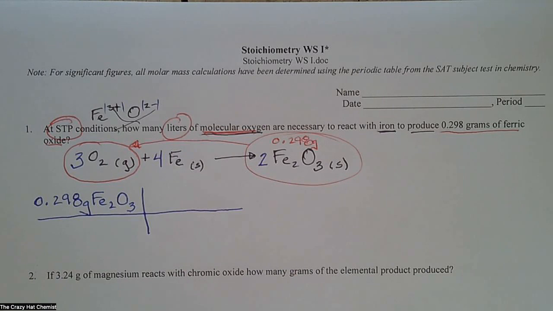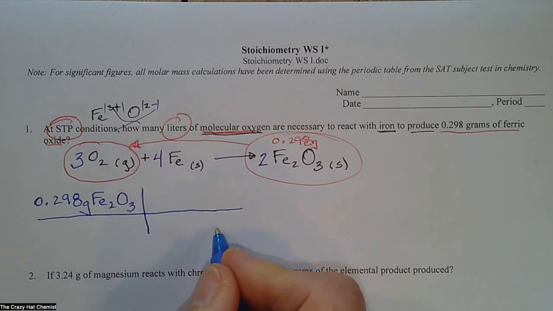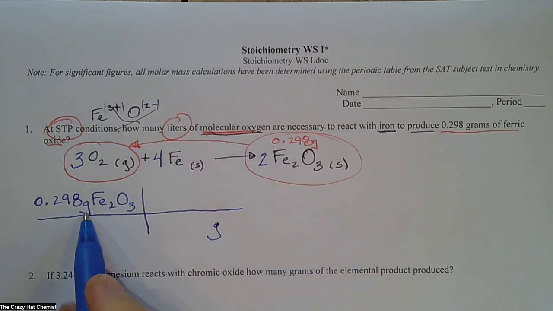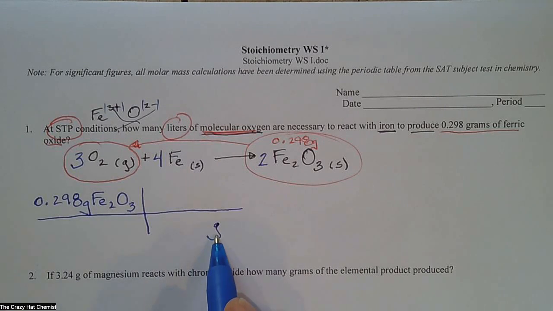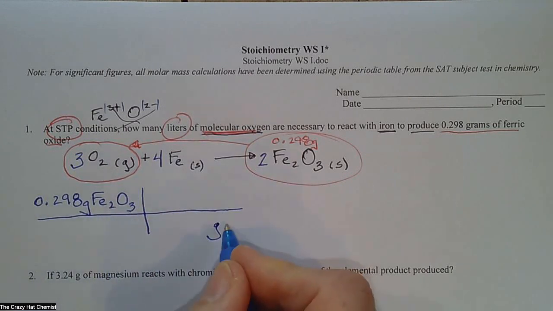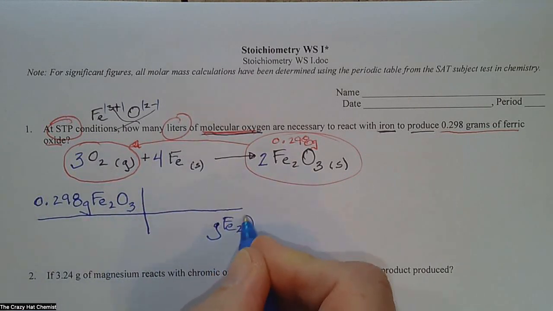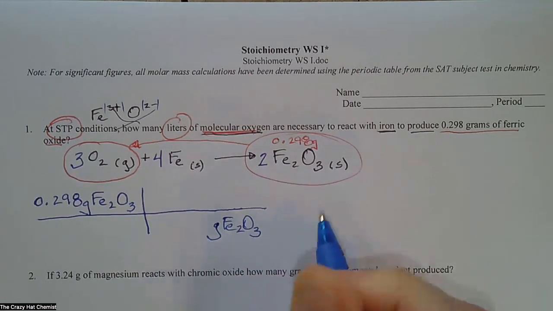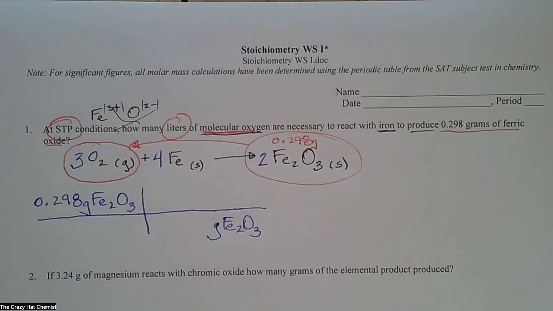All right, so now what we're going to do is whatever units are in this numerator term must go down here in the denominator of the next term. So grams are in the numerator, grams must be in the denominator, and I'm also going to have the same formula. That is ferric oxide, Fe2O3. All right. And what is it that we can go to from grams?